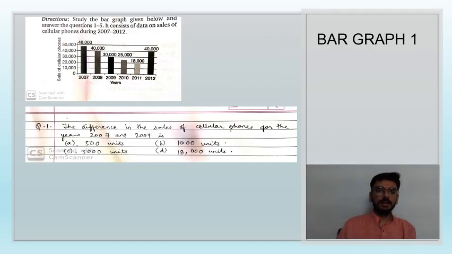If you can see the first problem, this is the bar graph that has been given to you. On the x-axis, the number of years, so 2007, 2008, the specific years have been plotted. And on the y-axis, the sale of cellular phones has been plotted. The question is: study the bar graph given below and answer questions 1 to 5. It consists of data on the sales of cellular phones during the years 2007 to 2012.